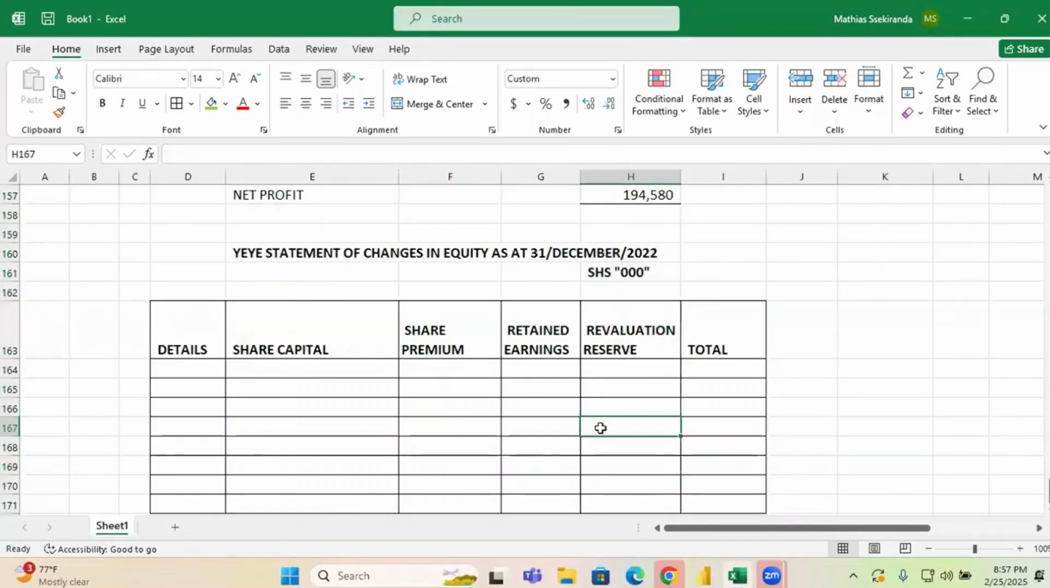Some entities keep as many reserves as they want. Some reserves are dictated by the law in which that entity operates. For example, for SACCOs, some reserves are dictated by the SACCO regulations: you must have a statutory reserve, a development reserve, a share transfer reserve, and an education reserve or fund. So it depends on what the regulation says.